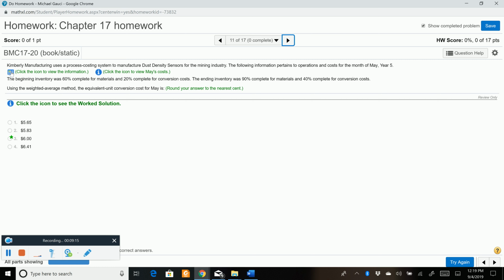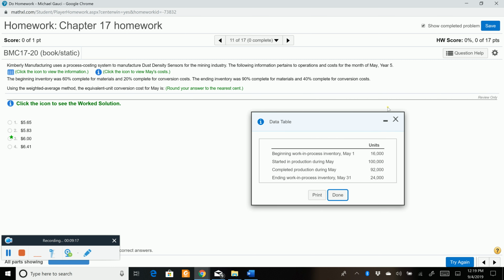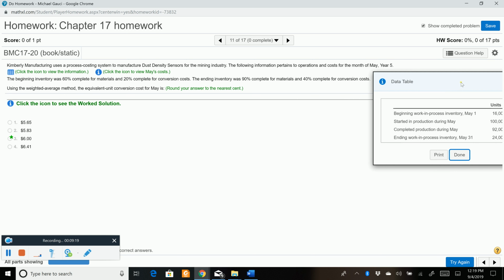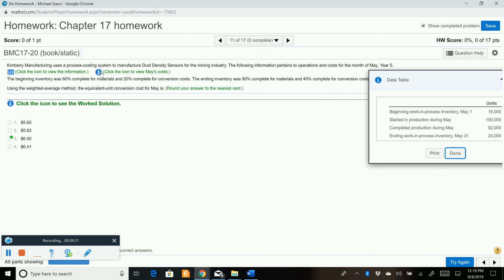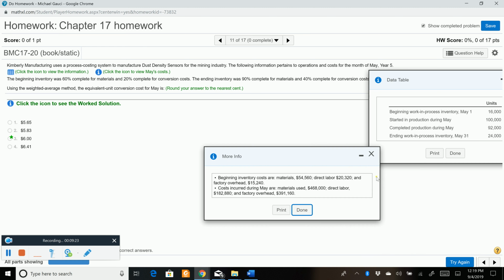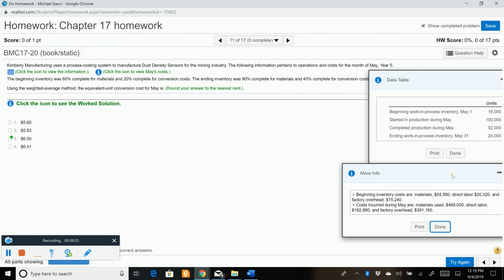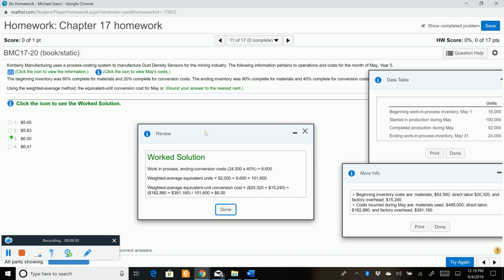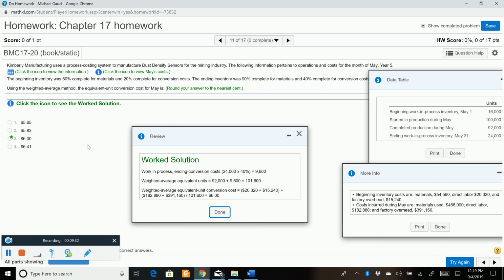All right, number 11. Let's pull up all the information that was given to us to help us. Try to put everything where we can see it. All right, so we have a company, Kimberly Manufacturing. They use process costing to manufacture sensors for the mining industry.